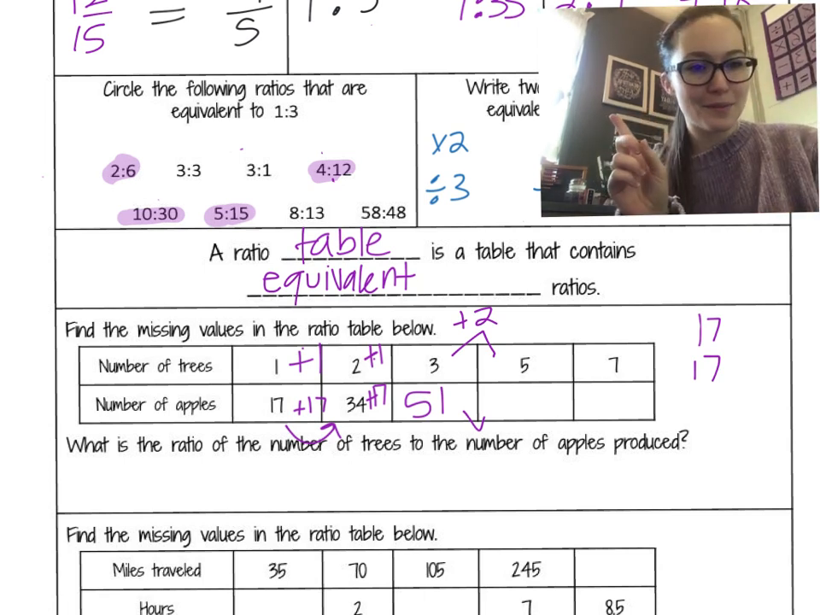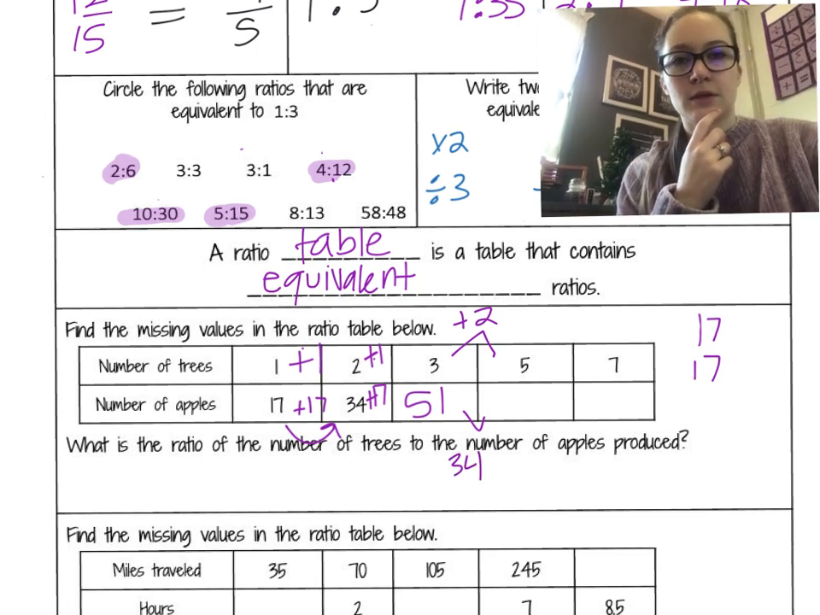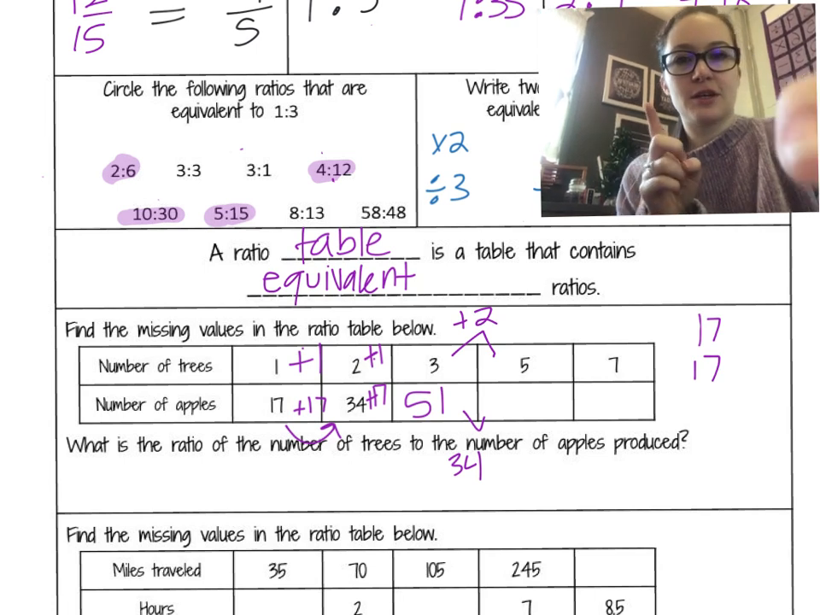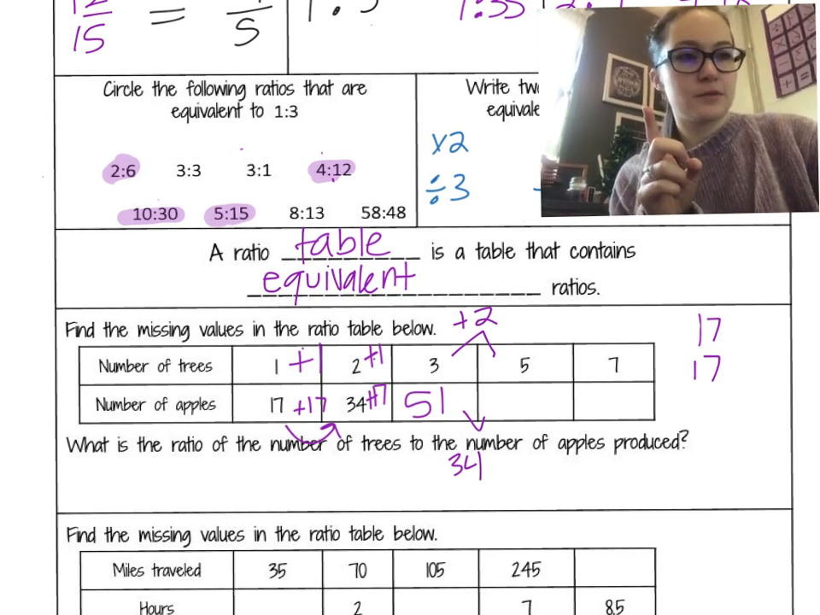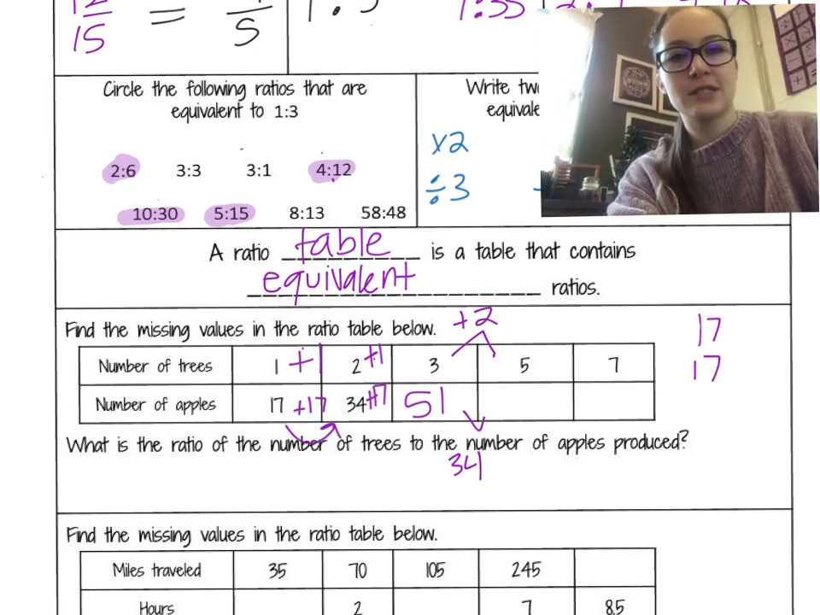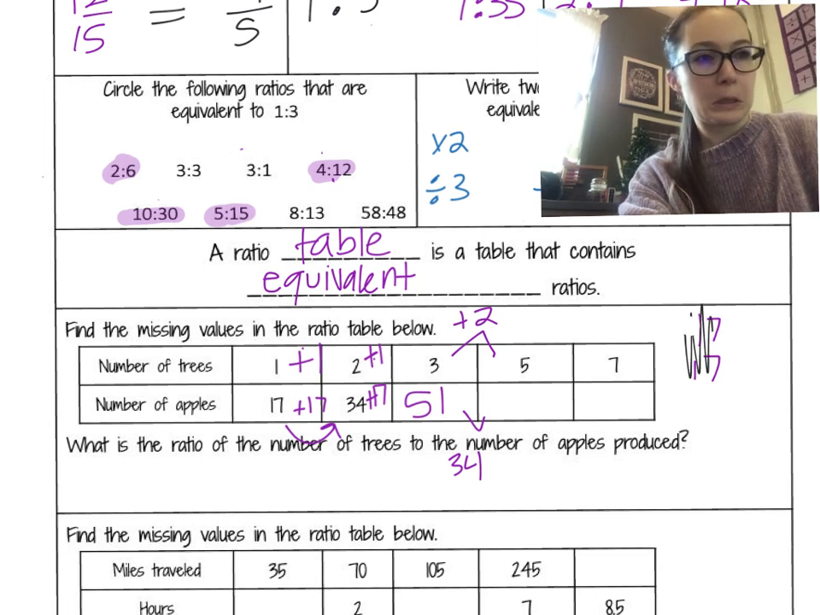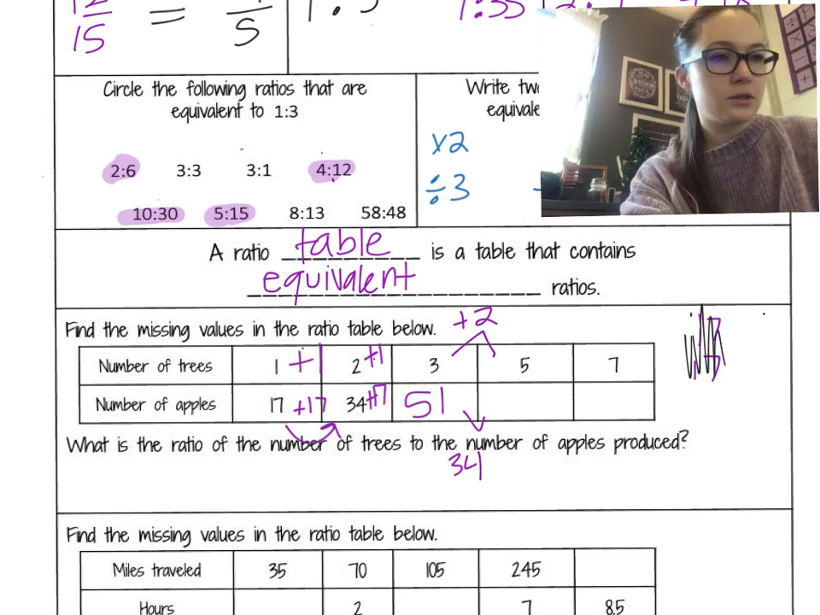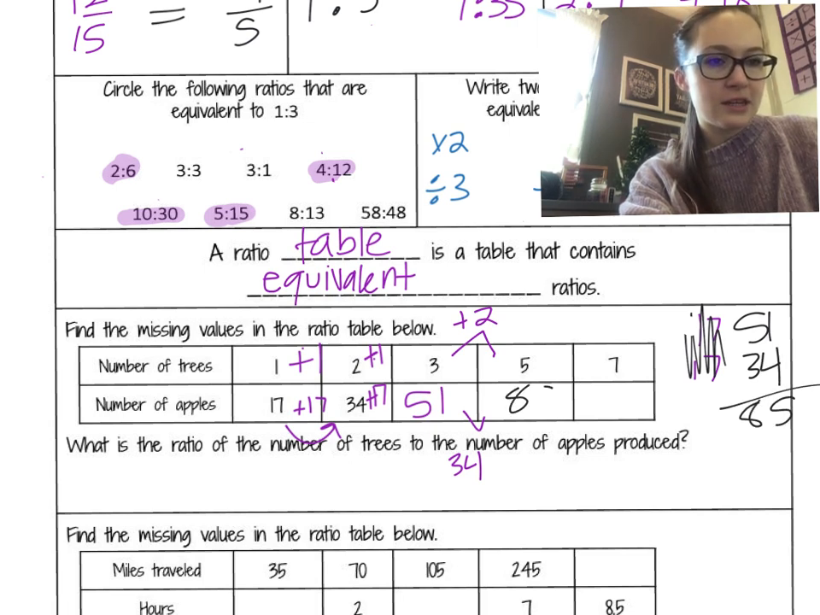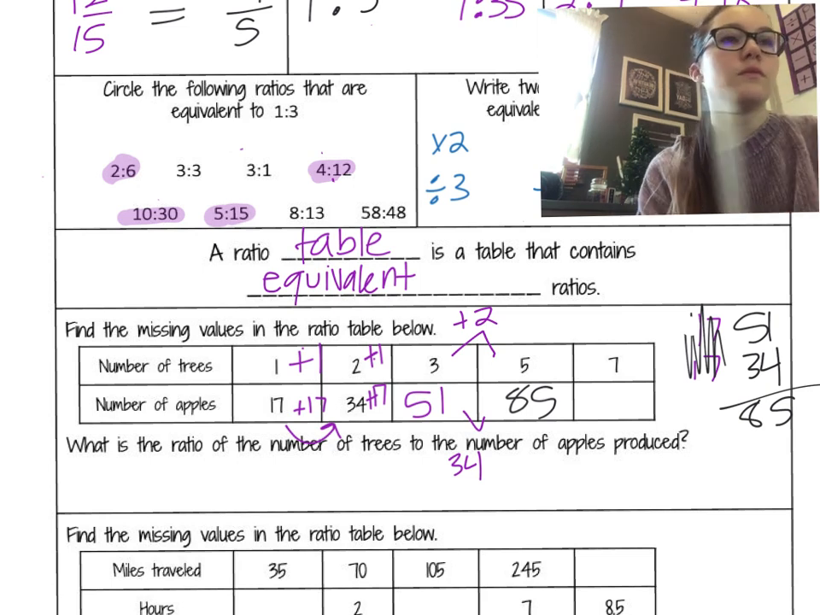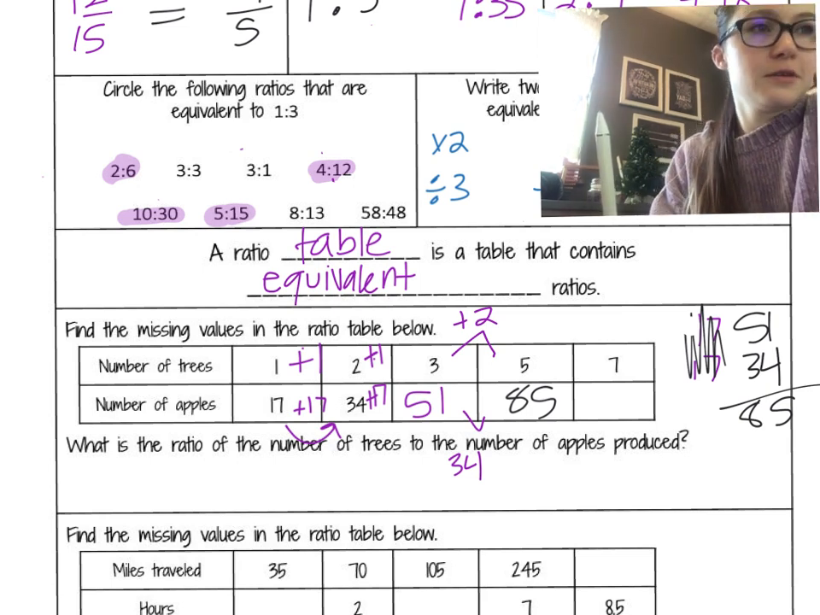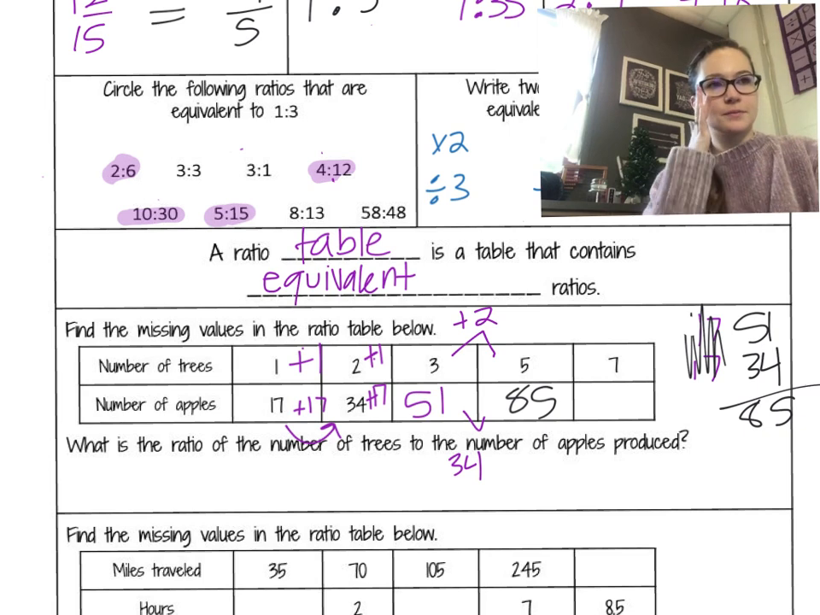Help if I turned my pen back on. Okay, so to get from 3 to 5, goodness, that's not going to let me erase, is it? So 51 plus 34 is 85. Okay, let's turn my light back on. There we go, it's a little brighter now.